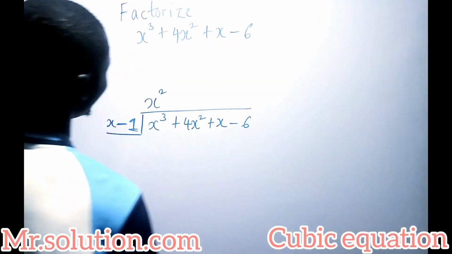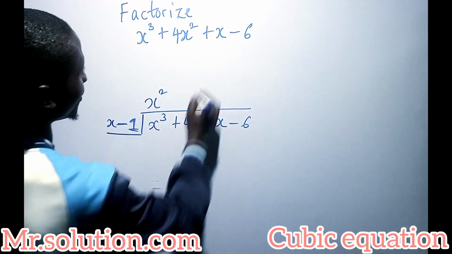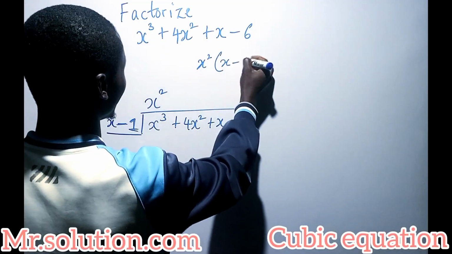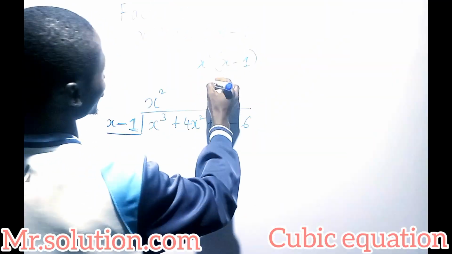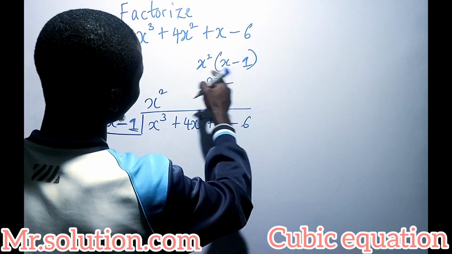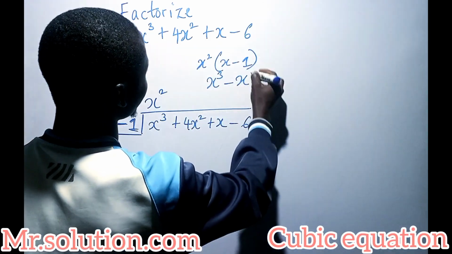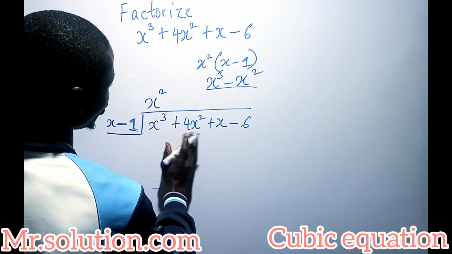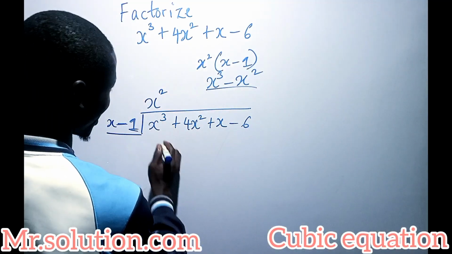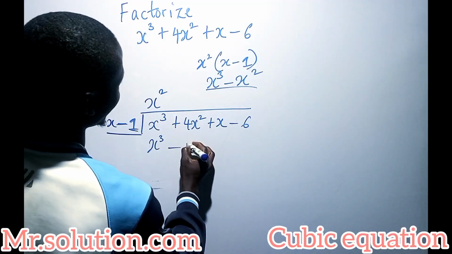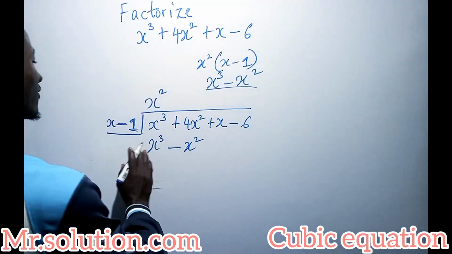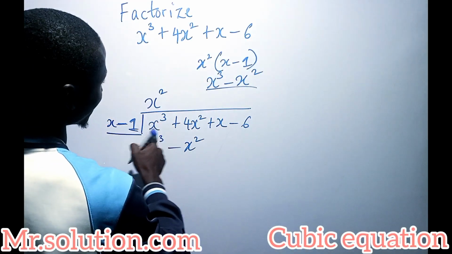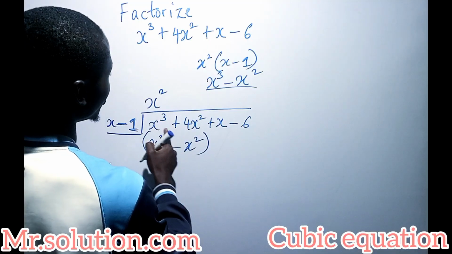Then what do you do? You now say x squared multiplied by x minus 1. x squared times x gives us x cubed, minus x squared times 1 gives us x squared. Now this value, you are going to put it down here. So you have x cubed minus x squared. Now that you have inserted it at the bottom of this number here, what do you do? You now subtract these 2 digits here.